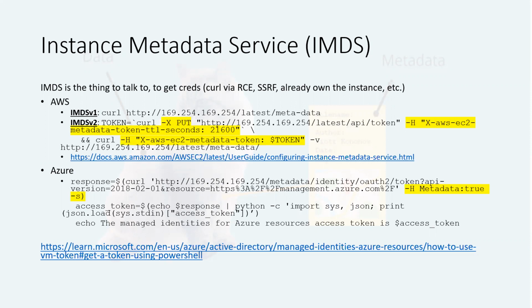You've got to use an unusual method, the PUT method. You have to send an atypical request header, X-aws-ec2-metadata-token-ttl-seconds, to get a token, and then you have to use that token in a subsequent request, again using another atypical request header, X-aws-ec2-metadata-token.